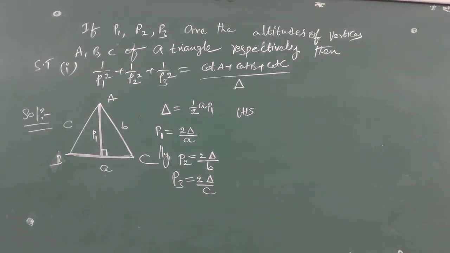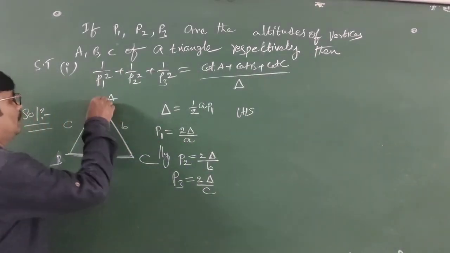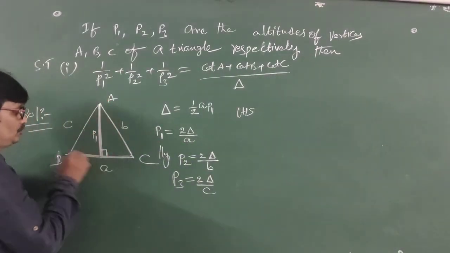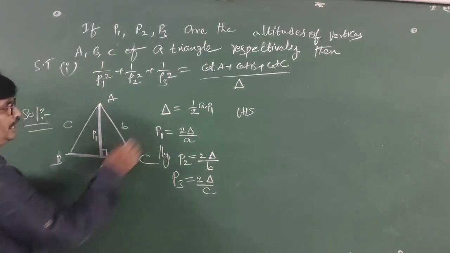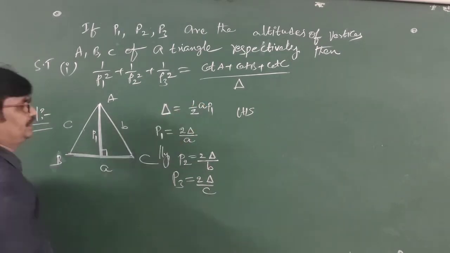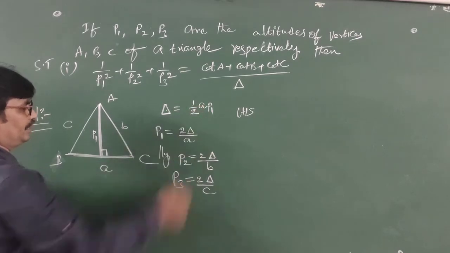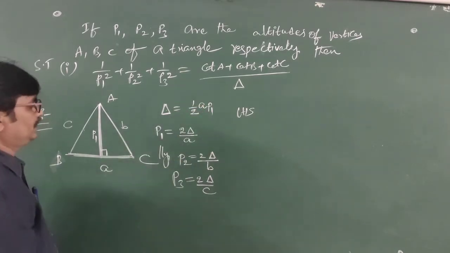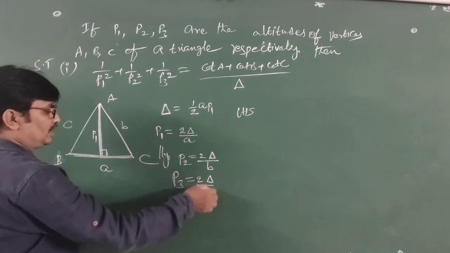Now students, first draw the altitude from the vertex to the opposite side, that is p1, and the base is small a. The area of the triangle, delta, equals half base into height. That is p1 equals 2 delta by a. Similarly, p2 is 2 delta by b, and p3 is 2 delta by c.